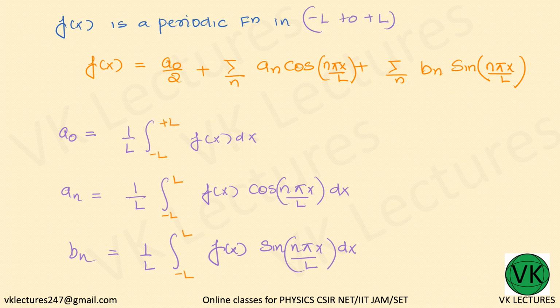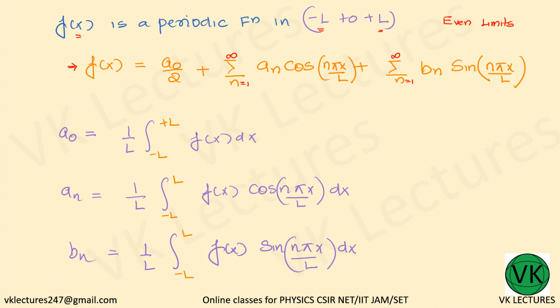Now if the function f of x is periodic in the range minus L to plus L, which is again an even limit, the function f of x can be written as the Fourier series as a naught by 2, no change in any of these quantities, sum over n equal to 1 to infinity an cos n pi x by L plus sum over n equal to 1 to infinity bn sin n pi x by L.